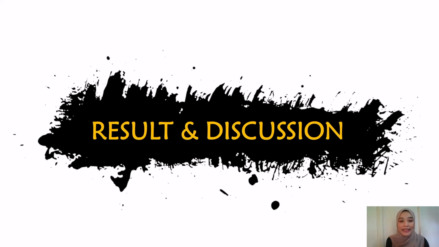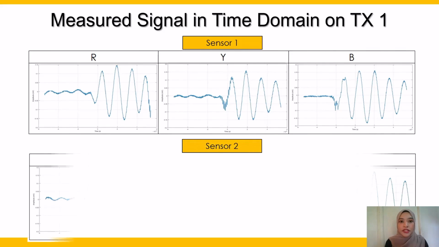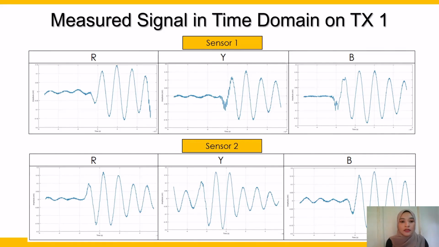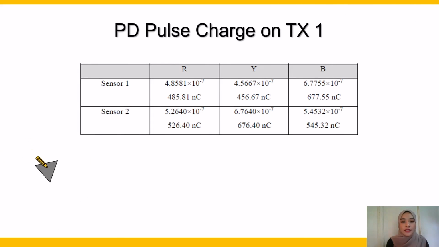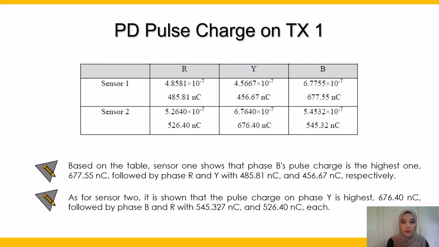Okay, next is result and discussion. So the PD detection will measure the signal in time domain on TS1. So this is the result for the PD measurement on the TS1. The first row is the result for sensor 1, while the second row shows the result for sensor 2. From this graph, we convert it into the PD pulse charge by calculating the area under the curve. This calculation was done using a MATLAB simulation.